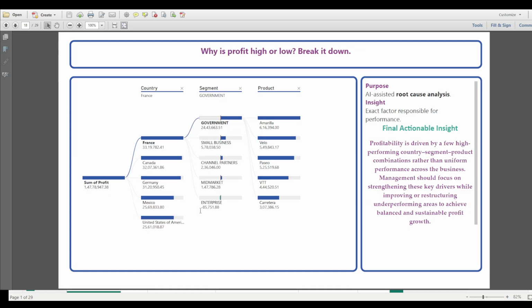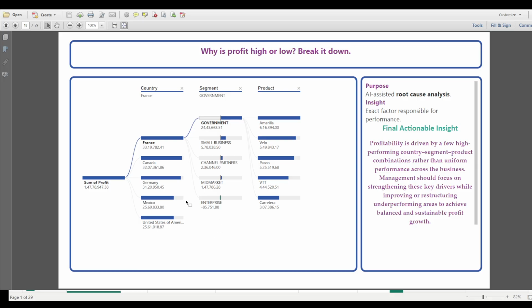Then this is an AI chart which is actually decomposing. So in this AI chart, sum of profit was this. I added country into this, to see which country is contributing how much profit. Then if we talk about one country, which segment's contribution is more. If we talk about the segment which is contributing more, because of what all products. So this keeps on decomposing.